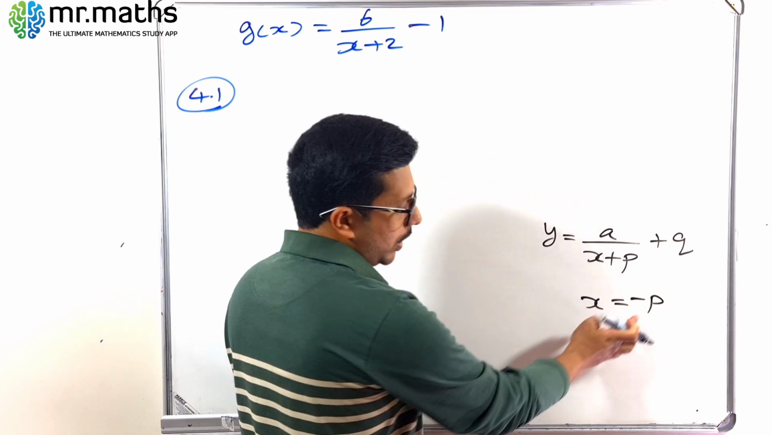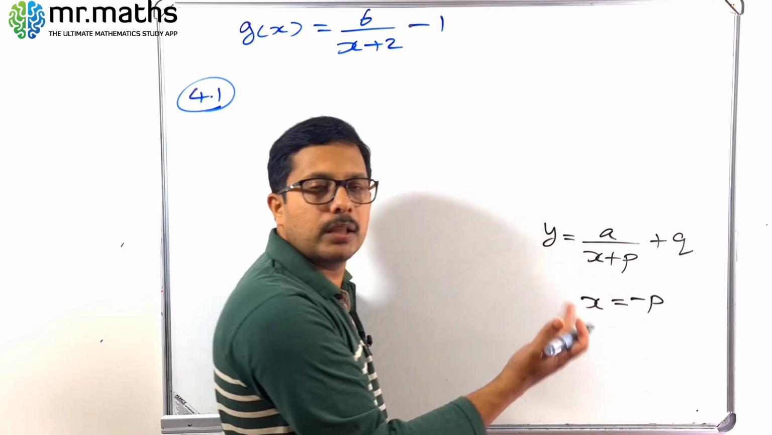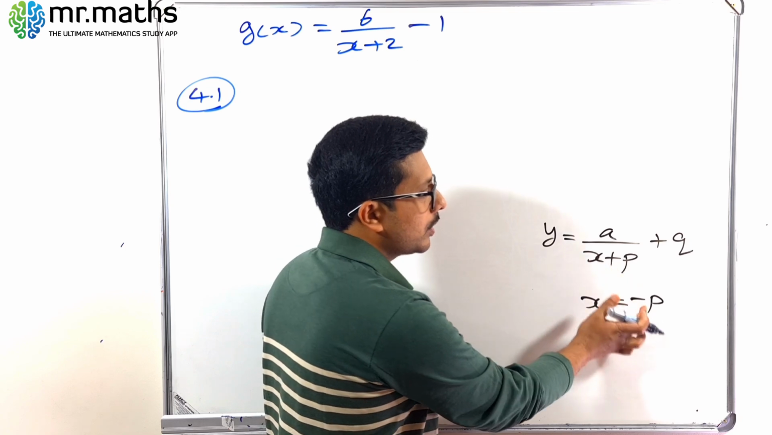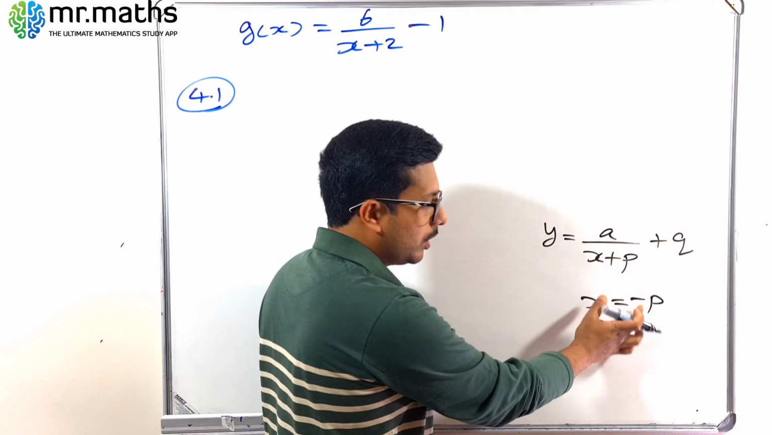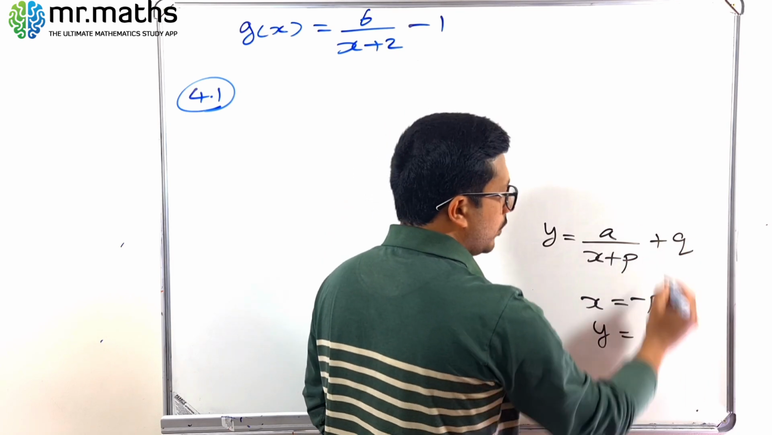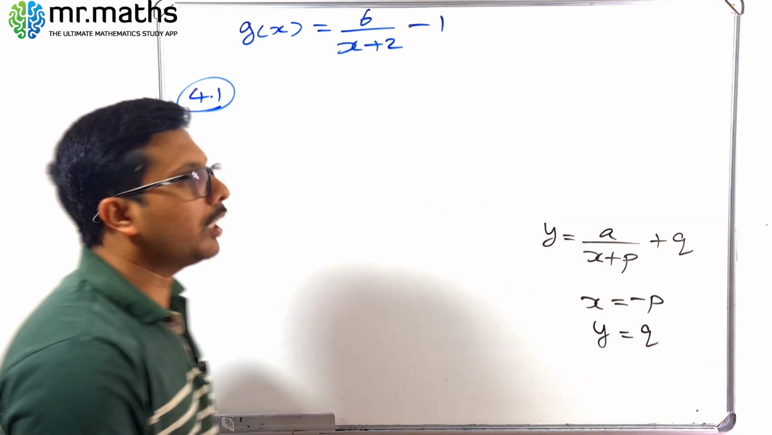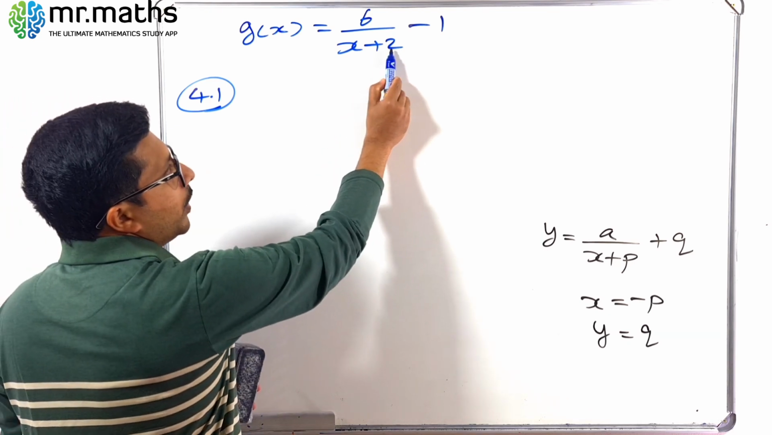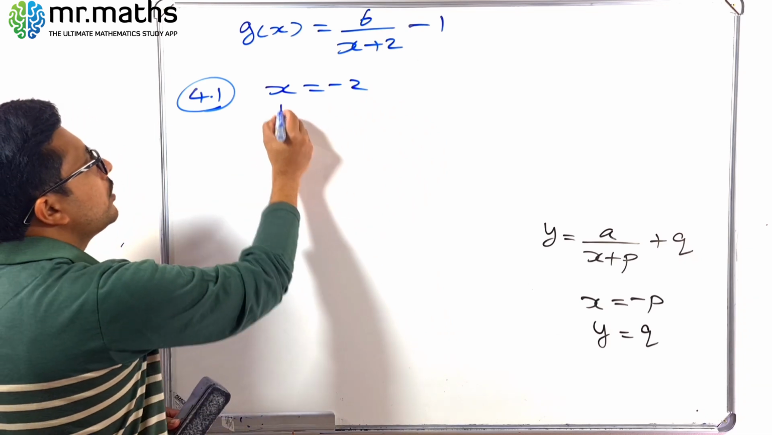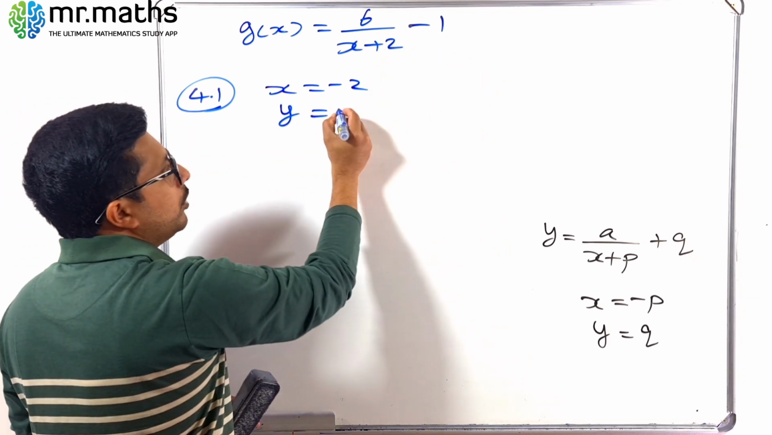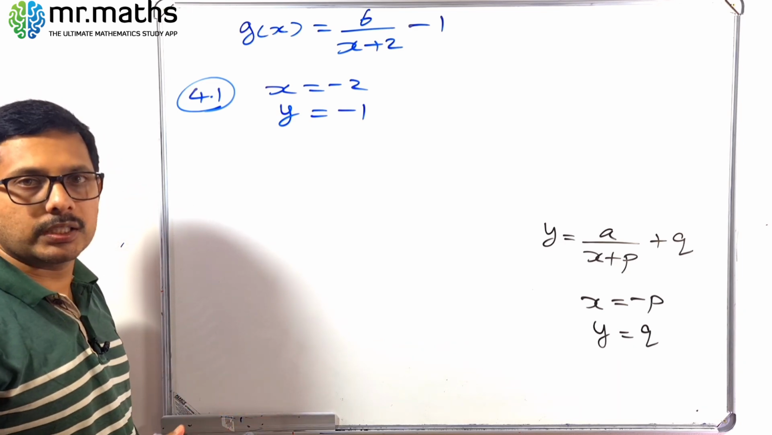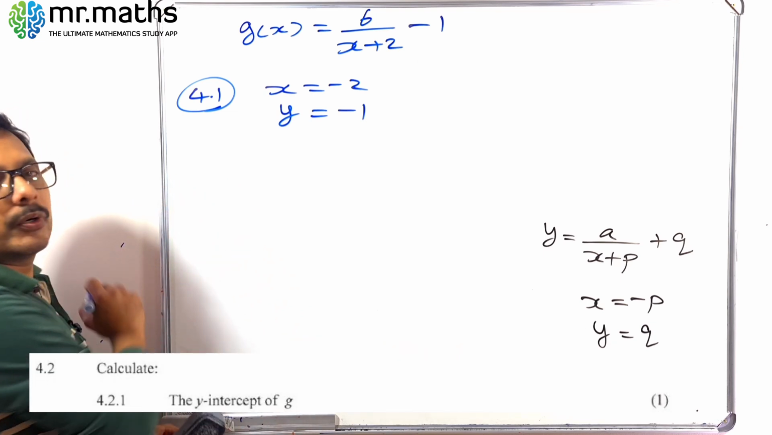What is the meaning of this? It doesn't mean that the asymptote is always negative. When here it is plus, here it is negative, and when here it is minus, here it is plus. Then the second asymptote is y is equal to q. Similarly here, x plus 2, so x is equal to minus 2 and y is equal to minus 1. Don't change the sign there; y is equal to minus 1, you write it as it is. That is question number 4.1.